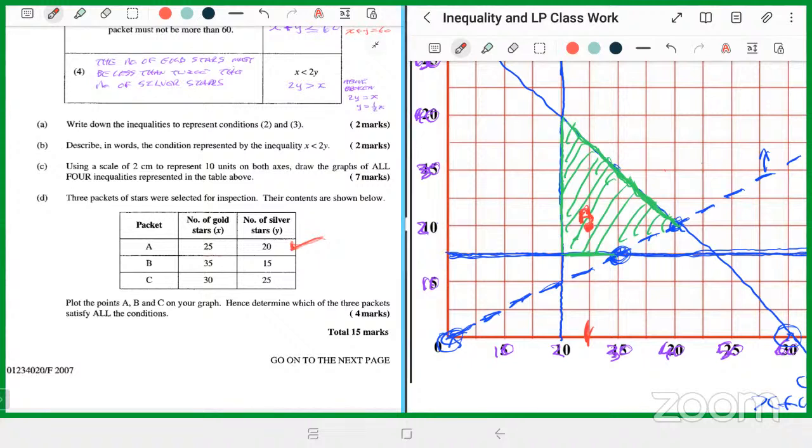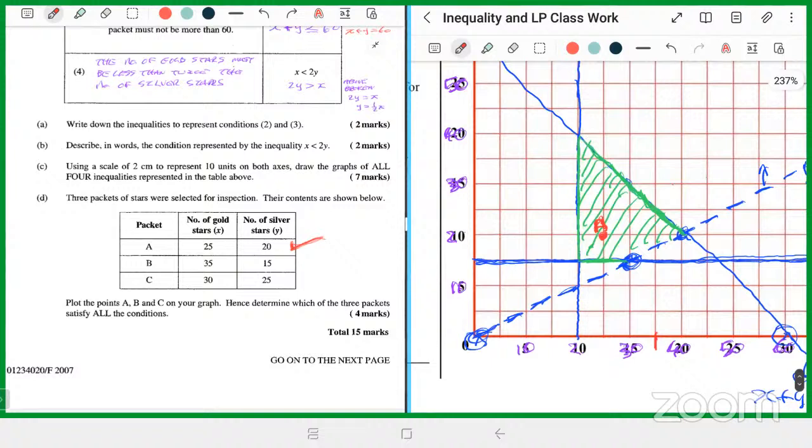Then B. B is 35, 15. Let's see where 35, 15 is. All right. So 35 is right here. And 15 is on this line. So talking about this point right here that I'm going to mark now is 35, 15. That's where B is. That is outside the region that we want. The green region is what we can use. So B is not a good pocket, with an X on it. It does not satisfy the conditions. It is outside the green region that satisfies the condition.